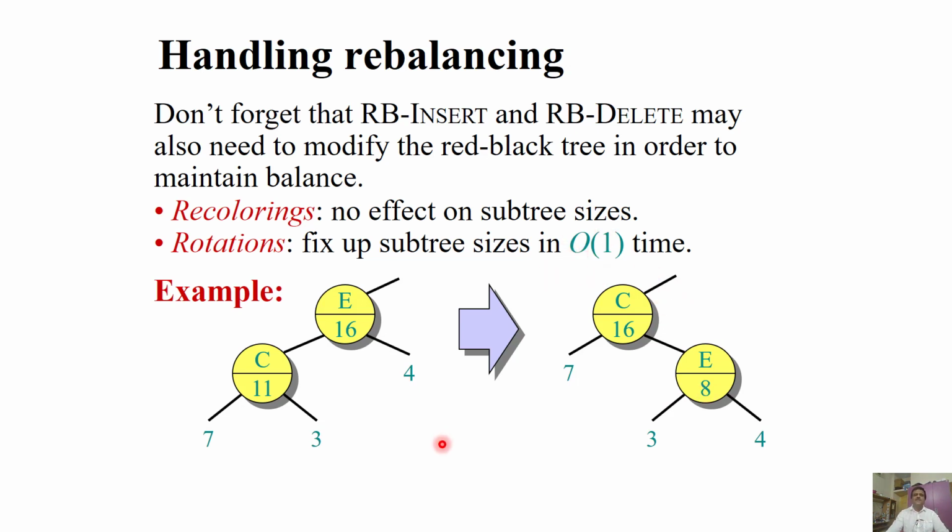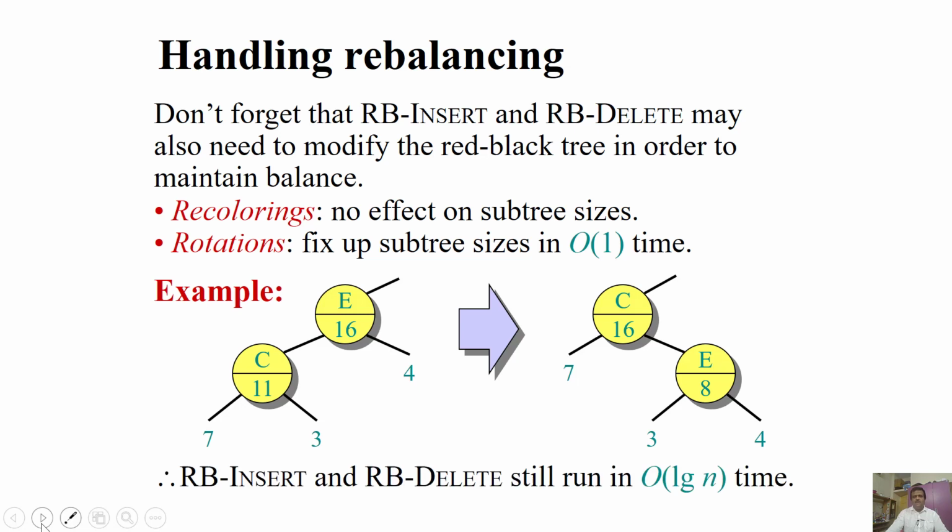So this rotation operation can be tackled in constant time for this extra field, the subtree size field. We can fix it up just like the pointer fixing. Okay, so that is the idea. That's why the red black tree insert and delete still run in logarithmic time, because this extra field of information can be updated in constant time when you do the rotation. So insert and delete will be in log n time. That is what we are looking for.